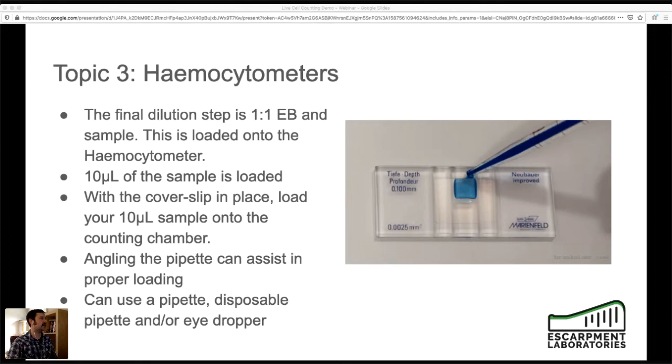As I showed in that demo, the final dilution step is 1-to-1 with erythrosin B. This is loaded onto the hemocytometer, and then 10 microliters of that sample is loaded onto a cover slip. Load your 10, and then place it onto the counting chamber. Angling the pipette can assist with proper loading, and you can use a disposable pipette or an eyedropper. Pasteur pipettes are those bulb pipettes, and they're very cheap. You can use those for loading onto your chamber as well.